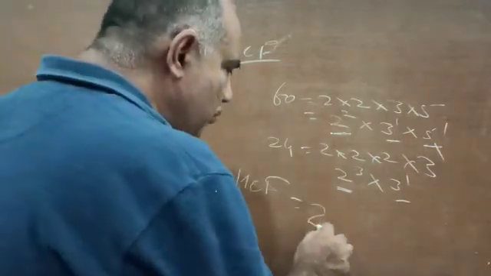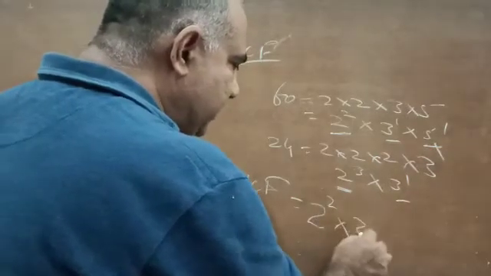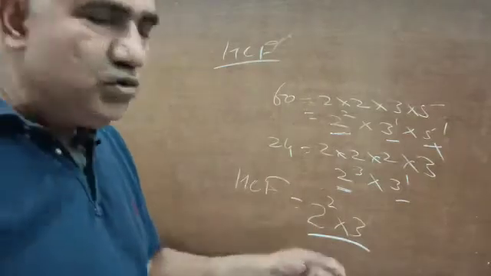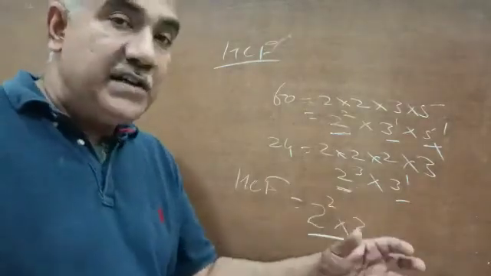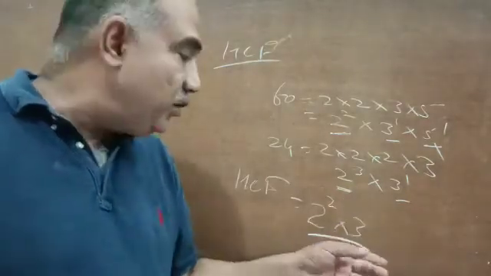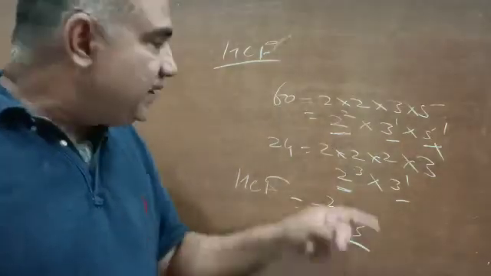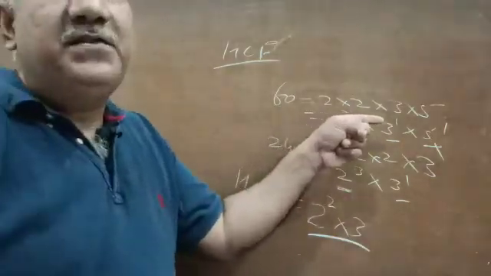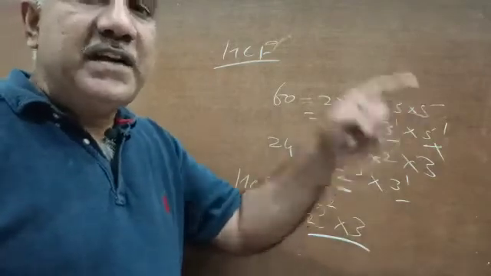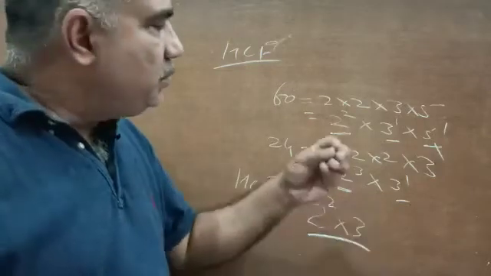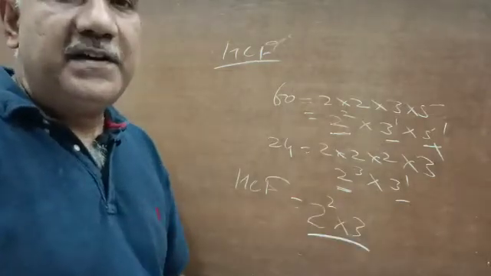So if you take 2 raised to power 2 and 3, you will again get the HCF. Why have you taken 2 raised to power 2, not 2 raised to power 3? Because if you take 2 raised to power 3, that means in the common factor you have included 2 three times, whereas 2 has occurred only twice in the prime factorization of 60. So 2 raised to power 3 cannot be taken as the HCF of these two numbers. This was all about HCF, the highest common factor.